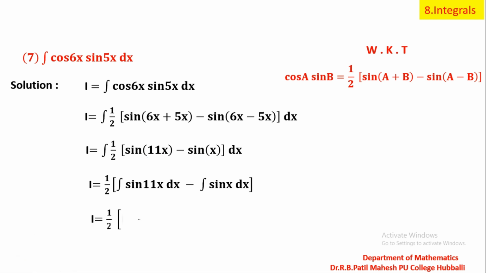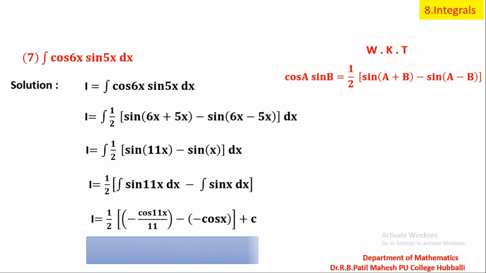That is 1 by 2, integration of sin 11x is minus cos 11x upon 11, and integration of sin x is minus cos x. So that we get the final answer 1 by 2 into minus cos 11x upon 11, minus into minus will become plus, and cos x plus c is the final answer for integration of cos 6x sin 5x dx. I think you are slowly getting how to evaluate such problems using the formulas of trig. Dear students, why don't you try one example here?